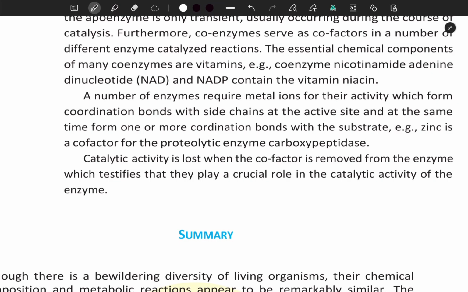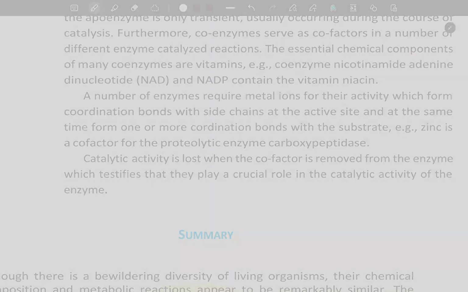A number of enzymes require metal ions for their activity, which form coordination bonds with side chains at the active site and at the same time form one or more coordination bonds with the substrate. For example, zinc is a cofactor for the proteolytic enzyme carboxypeptidase. Catalytic activity is lost when the cofactor is removed from the enzyme, which testifies that they play a crucial role in the catalytic activity of the enzyme.